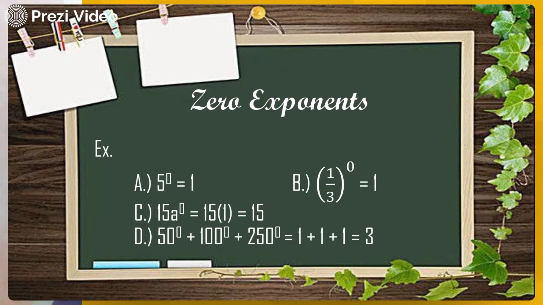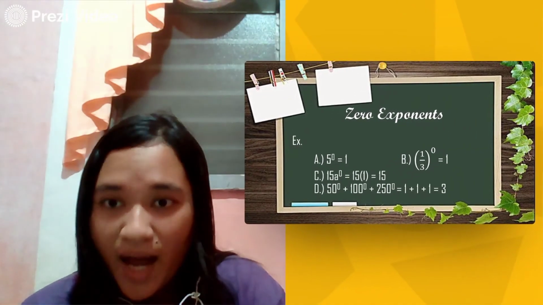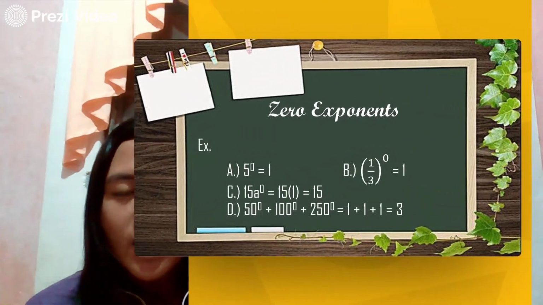Another example: 15a raised to 0. Here, the 0 exponent is only on a, so 15 is not affected. If 15 and a were inside parentheses and raised to 0, the answer would be 1. But here, the 0 is only on a, so only a becomes 1. Then we multiply it by 15. So, 15 times 1 is equal to 15. You get it? Yes, ma'am. Okay, very good. Next example.